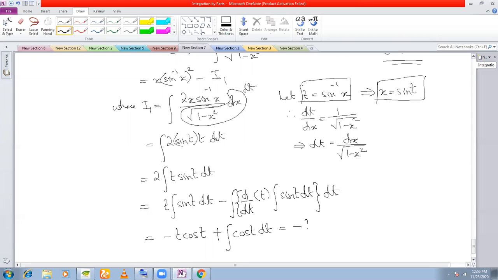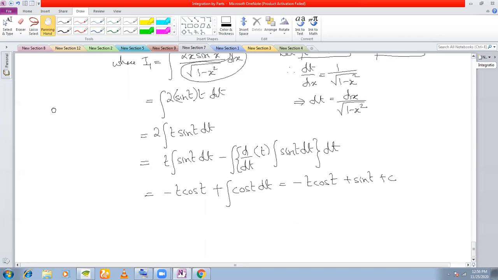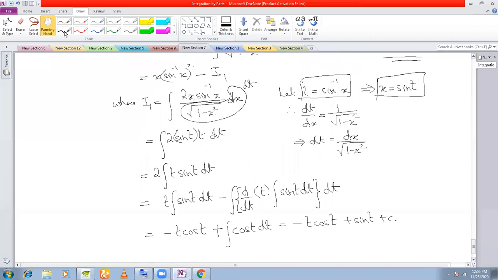So this becomes minus t cos t, right? And integral of cos t is sine t plus c. Now we want to change everything in terms of x, because what have we substituted? We have substituted x is equal to sine t, or t is equal to sine inverse x. So clearly this sine t is x, this one is x. But what about this?